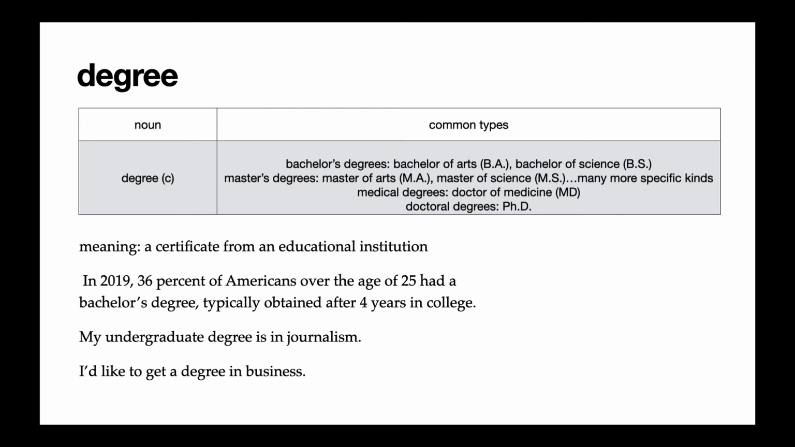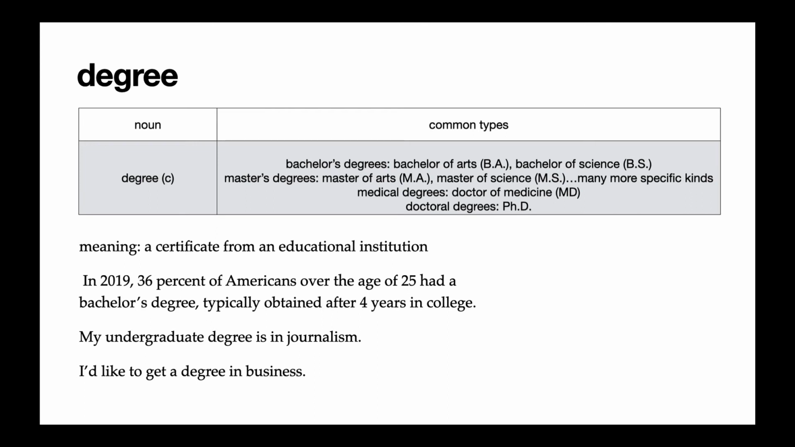For example, I have a Master's in Education, an MED. Then we have medical degrees, so MD, and doctoral degrees like your PhD. That's if you are studying to get your doctorate. And there are other types of degrees as well, but these are some of the most common types that you would get from colleges and universities.